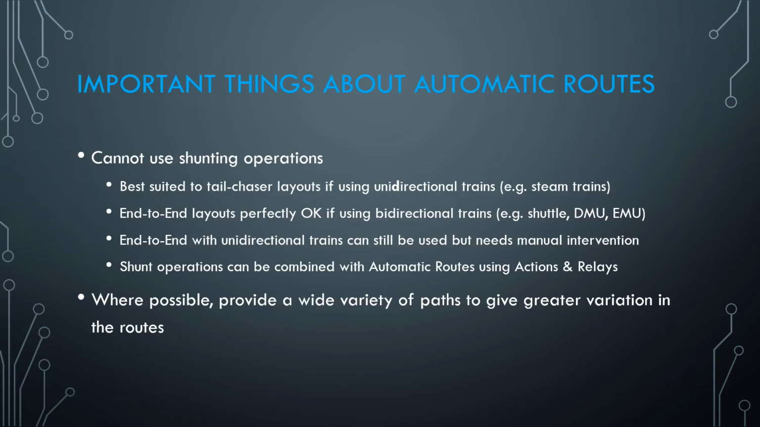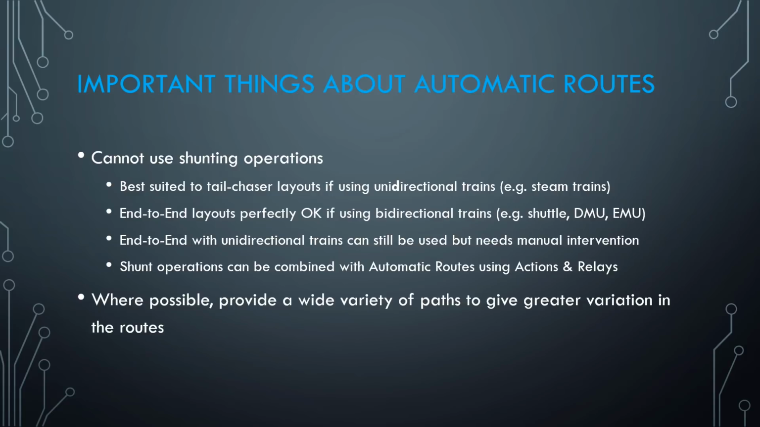Automatic routes are best suited to tail chaser or circuit type routes rather than end-to-end layouts. An end-to-end layout is perfectly fine if you're using bidirectional trains, in other words trains that have a control car at either end, such as with DMUs or EMUs or shuttle type trains. An end-to-end layout with steam trains or diesel trains with wagons and coaches can still use automatic routing, for example to take the train from one end of the layout to the other, but then some manual interaction needs to take place to allow the train to continue.